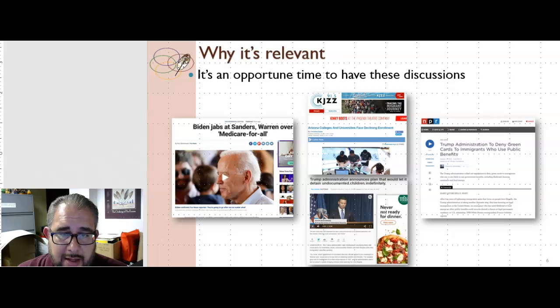you're seeing a lot of the candidates release and publish their platforms around social policies. One of the more prominent ones that you see is Medicare for All. So that's universal health care. This particular article here is on that. Joe Biden, the former vice president, his stance is that people shouldn't lose their private health care or their employer-provided health care insurance. They should have that option of keeping them.